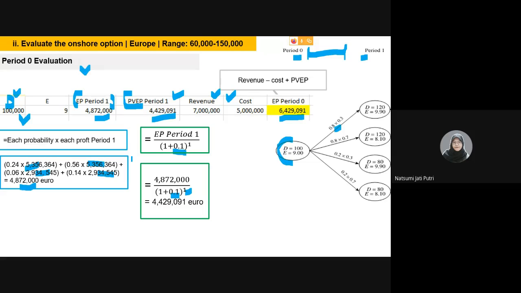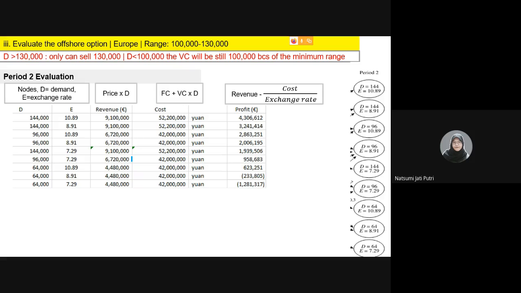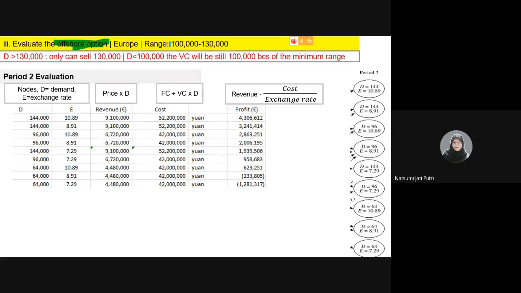Okay, we move on to the next step. We evaluate the second alternative. Oh, I'm sorry, it should be onshore option in Chinese. So in Chinese, we need to pay attention with their range of production, which is 100,000 until the 130,000 units, and also the exchange rate, because they are in China and the dollar is from Europe.